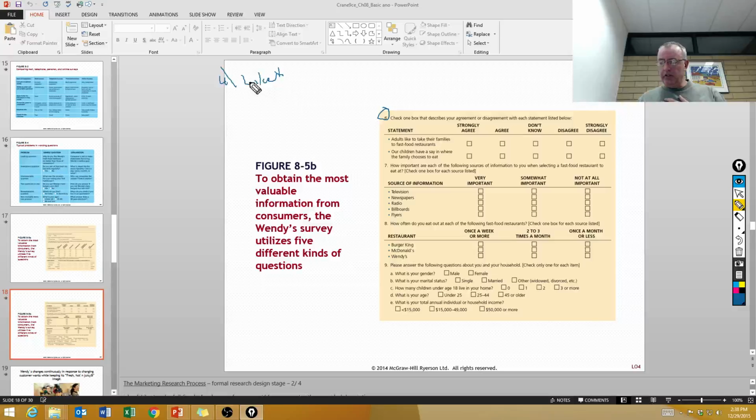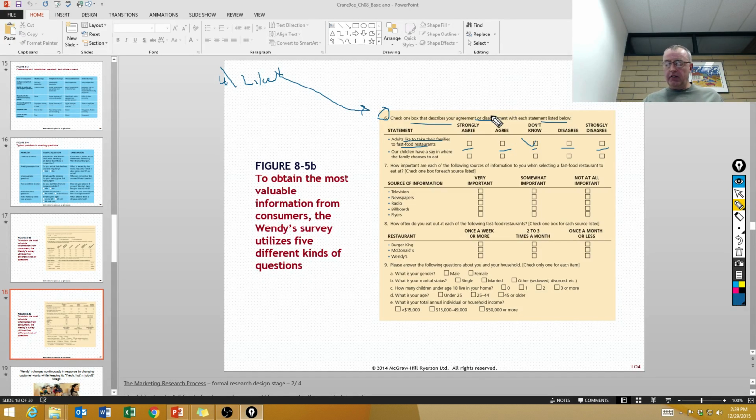A Likert question asks for the degree of agreement or disagreement with a provided description. So Likert question number 6. So check one box that describes your agreement or disagreement with each statement below. So statement: adults like to take families to fast food restaurants. Do we strongly agree? Do we agree? Don't know. Do we disagree, or do we strongly disagree? Anyways, we've seen these types of questions on surveys that have been inflicted upon us.